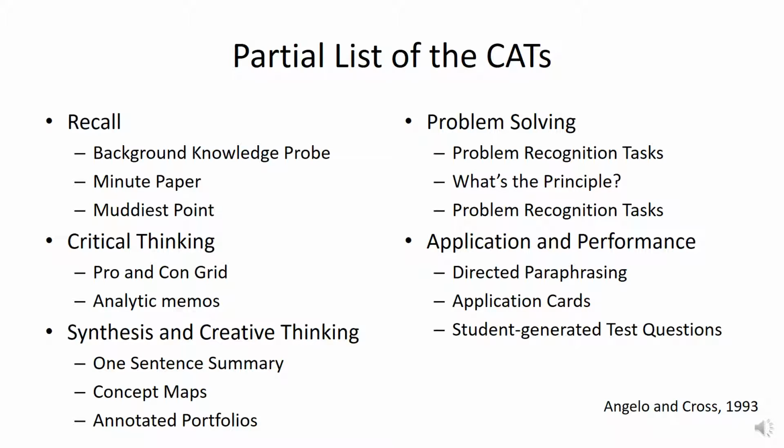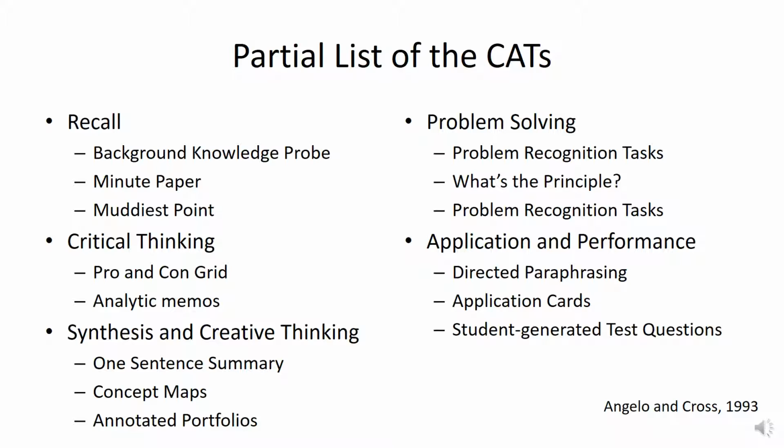Here is a partial list of the classroom assessment techniques by category. And there are many, many more listed in Angelo and Cross's book that came out in 1993. To test recall or to encourage recall, you can have a background knowledge probe, which is similar to the quiz I just described. You can have students do a 1-minute paper in which they summarize a concept in 1 minute and hand that in for credit. They can identify the muddiest point: what is the hardest concept to get across? Students can collaborate in their groups and come up with a muddiest point, which then can either be researched by the group itself or elaborated on by the faculty member who's presiding.